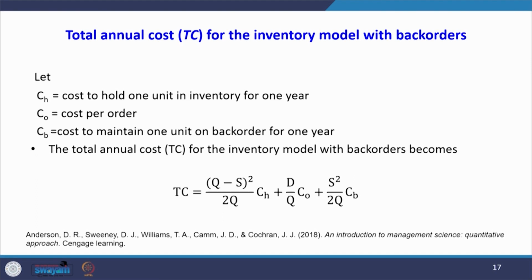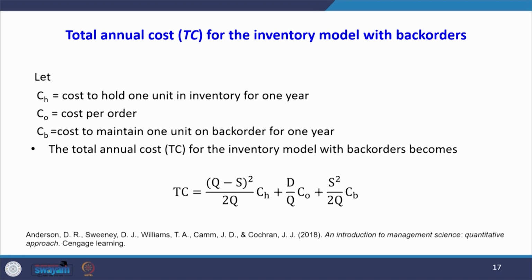What are the expressions for the different costs? CH represents the cost of holding one unit in inventory for one year, as usual. CO is the cost per order. The new term introduced here is CB, the cost of maintaining one unit on back order for one year, that is the back order cost. We can call it a shortage cost.